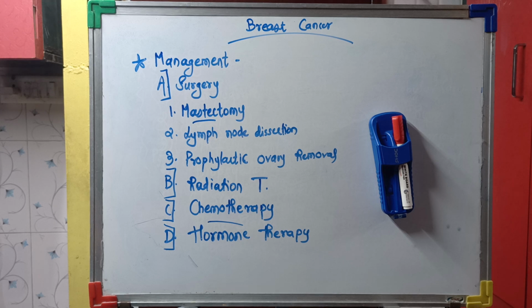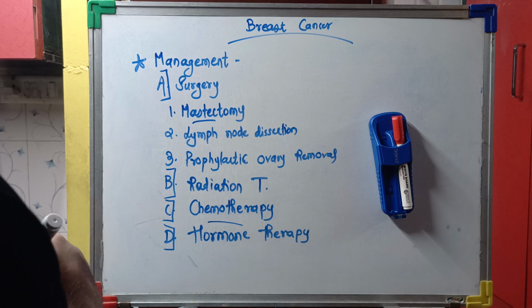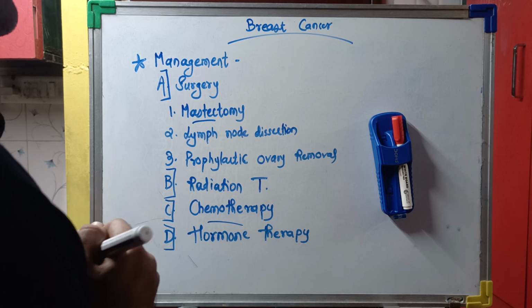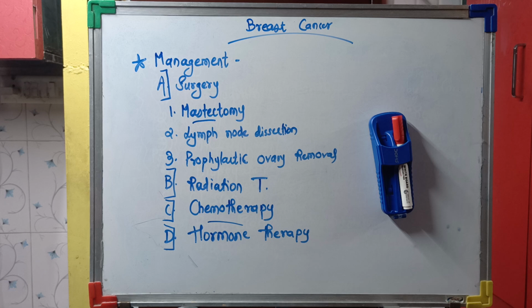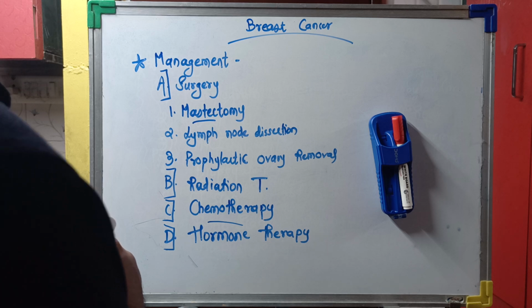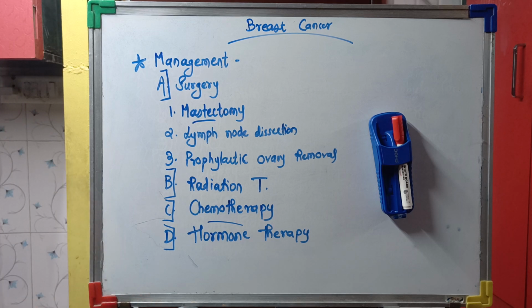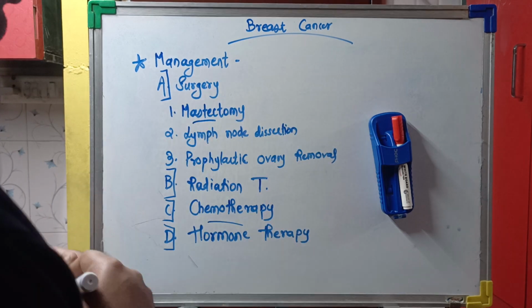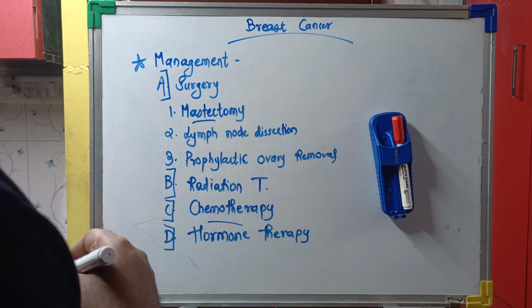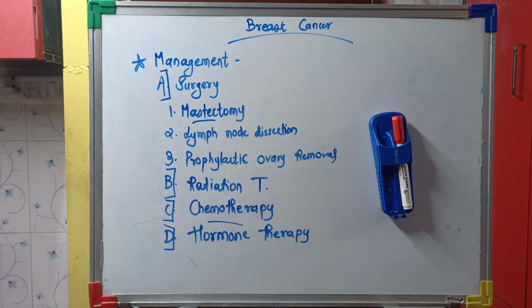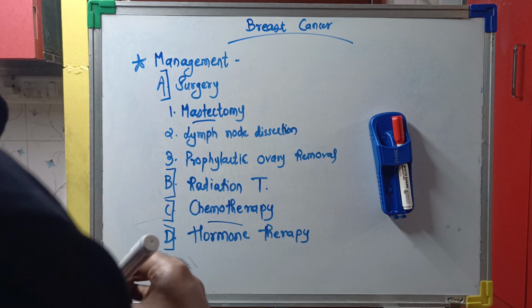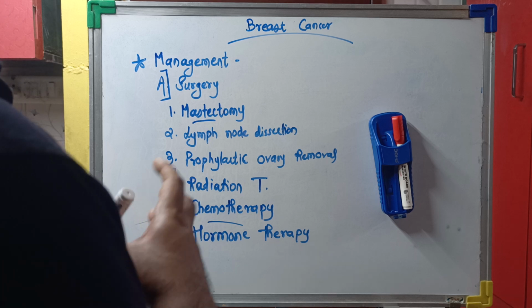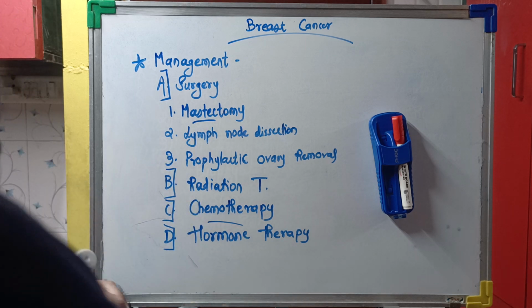Here now we will focus on the management part of breast cancer. So the first one is the surgery. In surgery, the mastectomy is done to remove the part of the breast or the overall removal of the breast where the cancer has spread. Lymph node dissection: in this, the lymph nodes are removed because the cancer has spread to the lymph nodes. So to stop the spreading of cancer, they are removed.